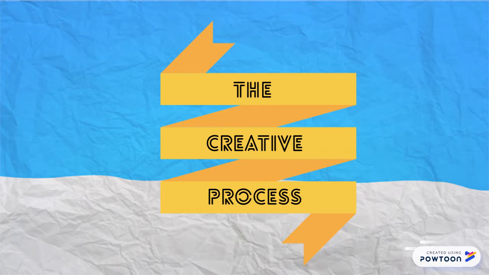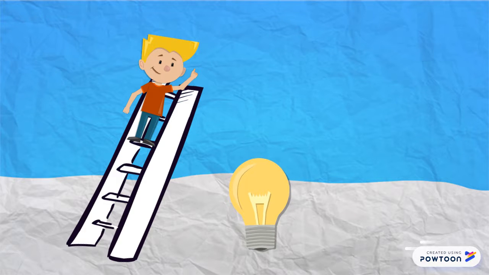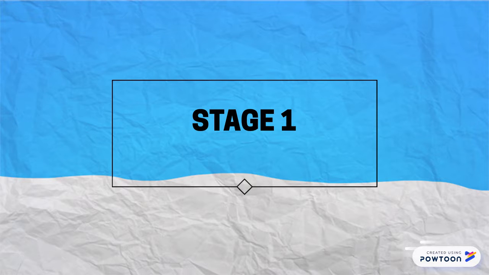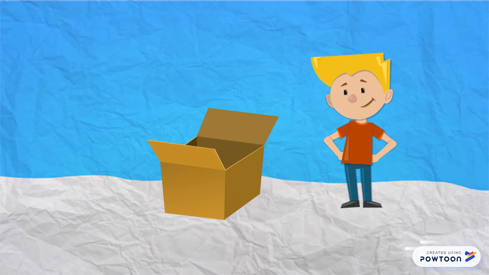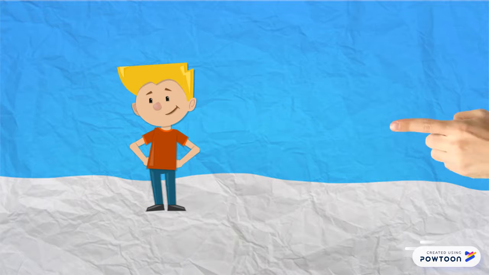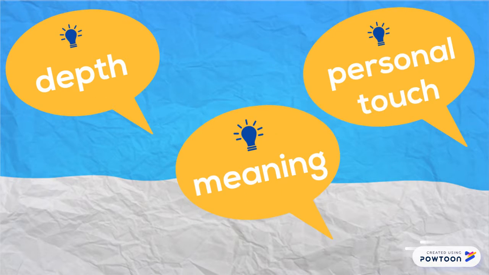The creative process is a series of steps that'll help take a project idea and take it to the next level to make sure it turns out well. The first stage is preparation. You're given a project in its most basic form. For example, you might be told to create a coffee mug and a drink coaster. However, it's up to you to prepare to give that mug depth, meaning, and a personal touch.